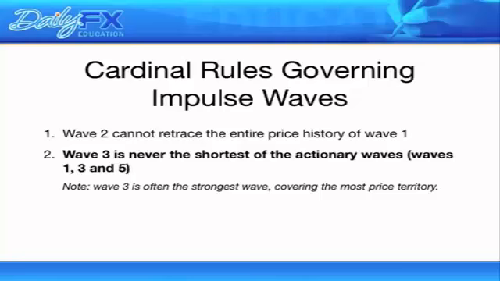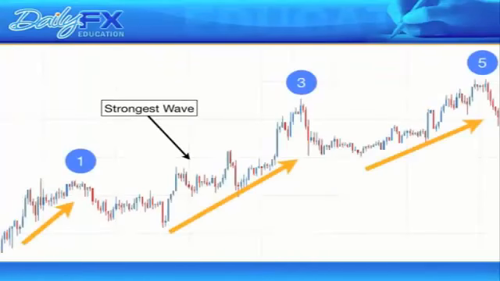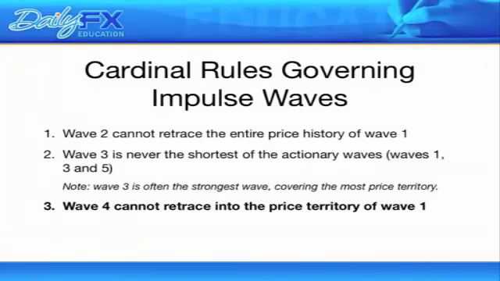Additionally, wave 3 is often the strongest wave, covering the most price territory. You can see from this chart that wave 3 is not the shortest wave. Had it been the shortest wave, we could have quickly realized that our wave count was incorrect. And finally, cardinal rule number 3 states that wave 4 cannot retrace into the price territory of wave 1.